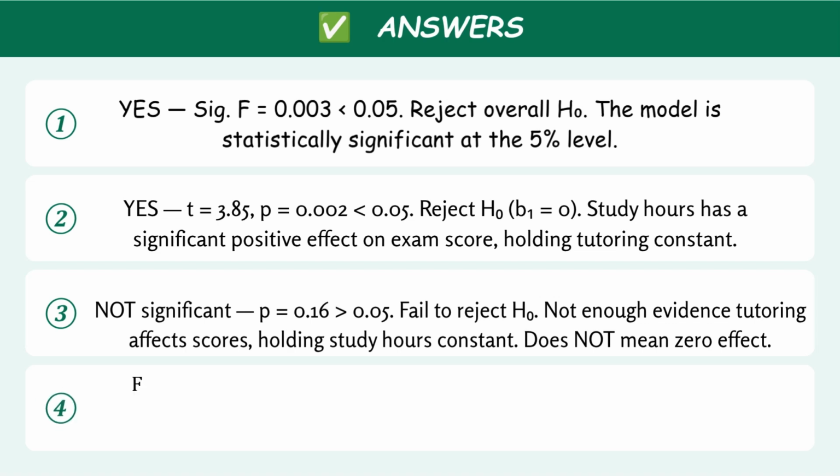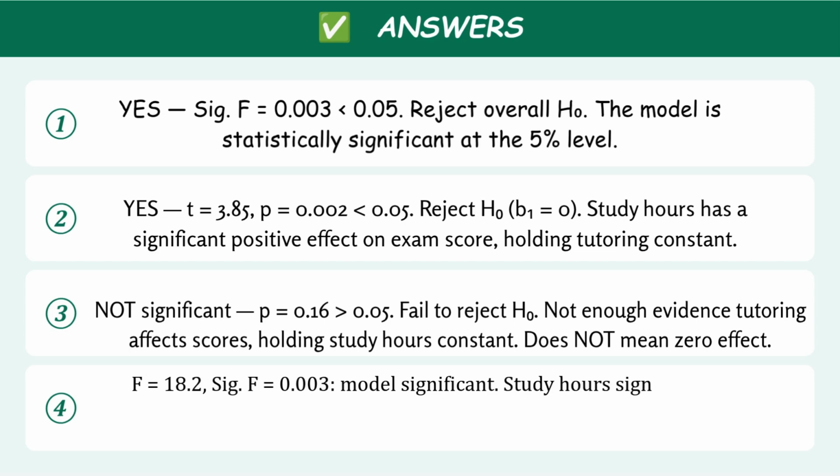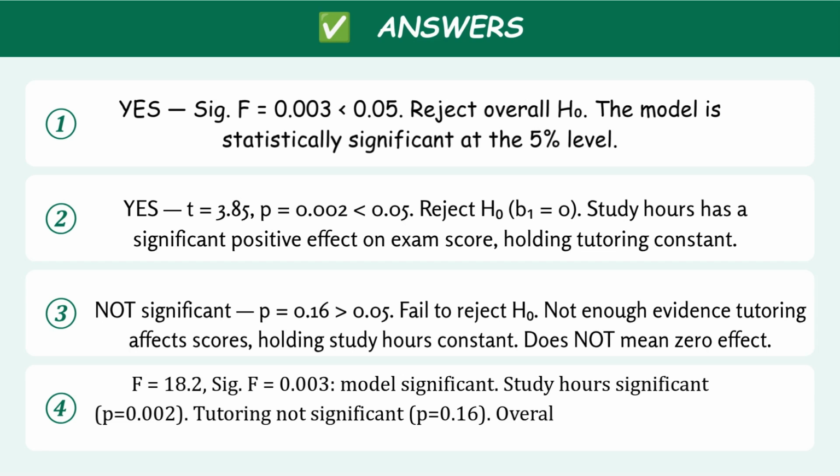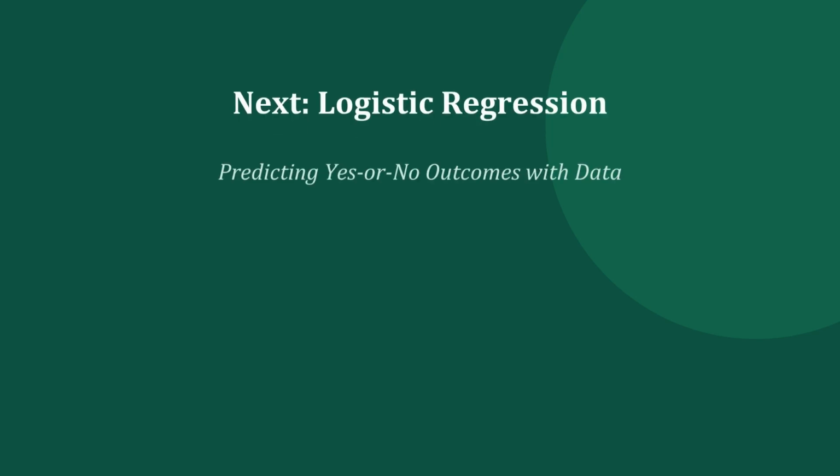4. F equals 18.2. Significance F equals 0.003. Model significant. Study hours significant. Tutoring not significant. Model explains 78% of variation. If you got all four, well done. That is hypothesis testing in regression. T-tests tell us about individual variables. The F-test tells us about the overall model, and the p-value helps us make the decision. Next time, we will discuss logistic regression, how we predict yes or no outcomes using data.